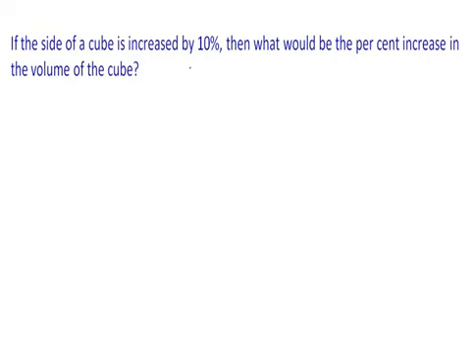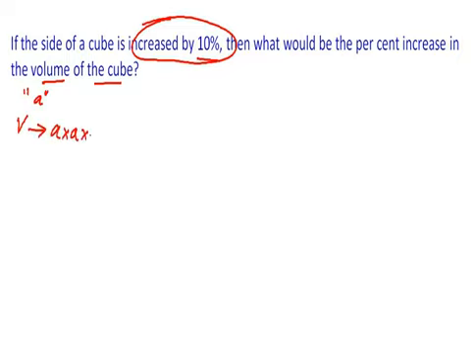If the side of a cube is increased by 10%, then what would be the percentage increase in the volume of the cube? So basically we are trying to find out the percentage change which is happening in a cube because of this scenario, right? So let's assume that we have a cube which has a side A. So what is the volume of this cube? A times A times A, which can be said as A to the power of 3, right? So we'll assume that this is the volume of the original cube.